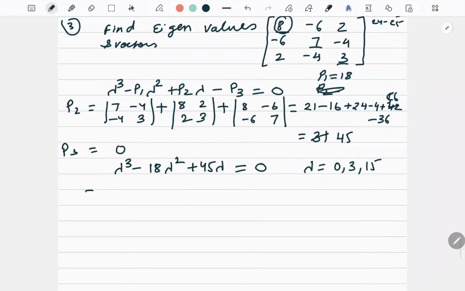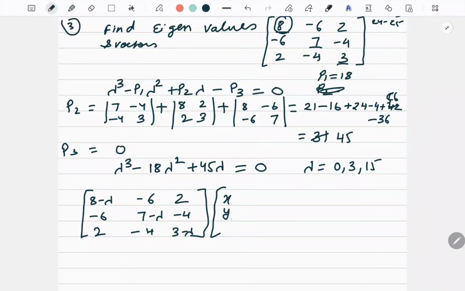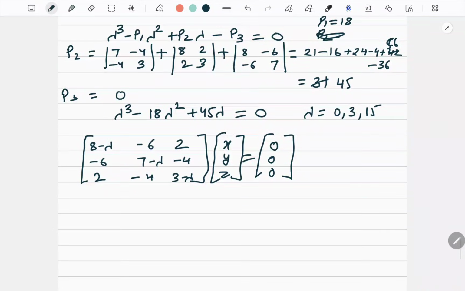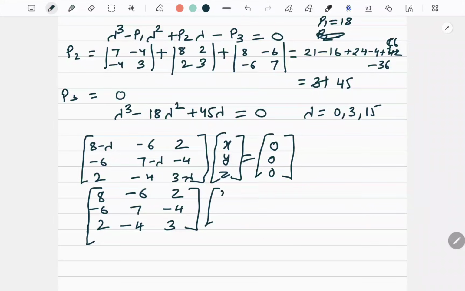So for eigenvector, again first the standard matrix you write. 8 minus lambda, minus 6, 2. Minus 6, 7 minus lambda, minus 4. 2, minus 4, 3 minus lambda. X, Y, Z is equal to 0, 0, 0. Correct? So now let me substitute the value. First for 0 I am doing. So this will become 8, minus 6, 2. Minus 6, 7, minus 4. 2, minus 4, 3. X, Y, Z is equal to 0, 0, 0.